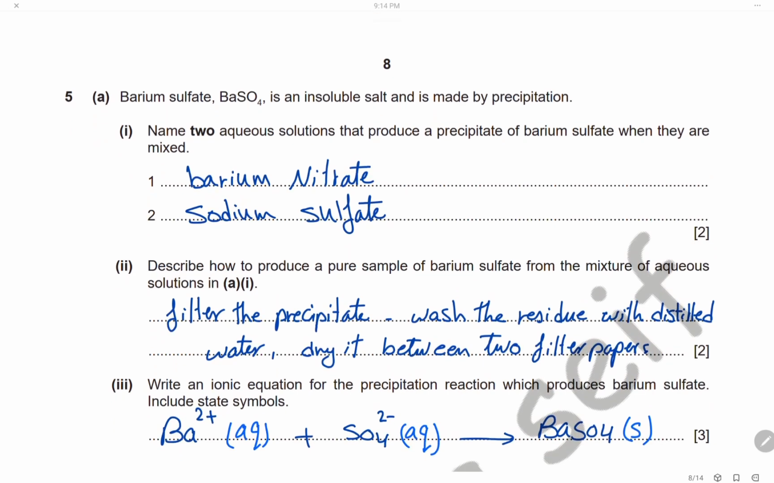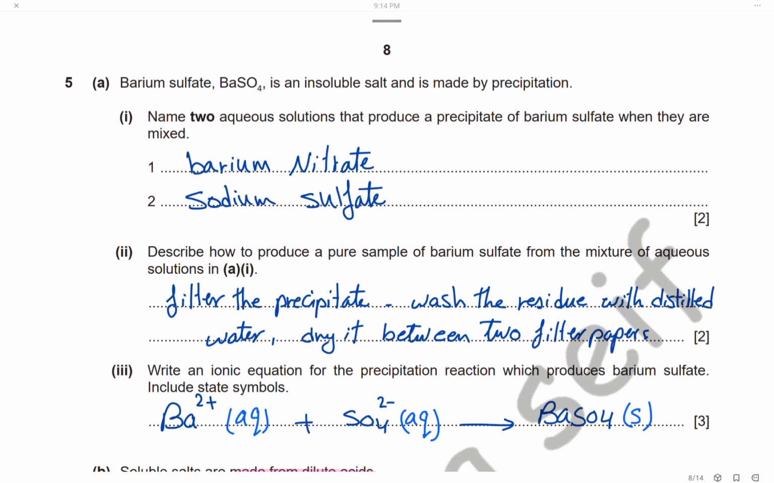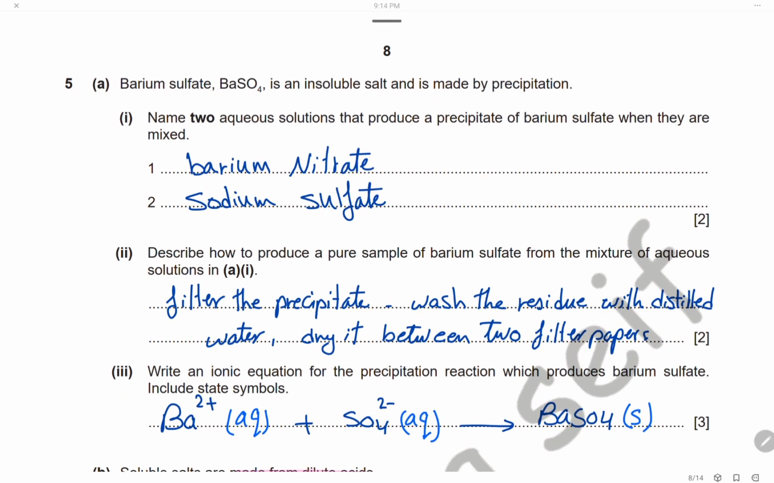Question 5. Barium sulfate is an insoluble salt and it is made by precipitation. Name 2 aqueous solutions that produce a precipitate of barium sulfate when they are mixed. The insoluble salt, barium sulfate, can be prepared by precipitation, which is mixing 2 solutions to form a precipitate.